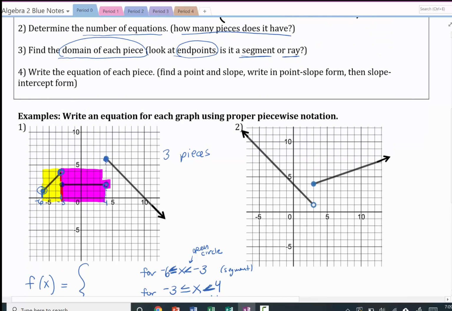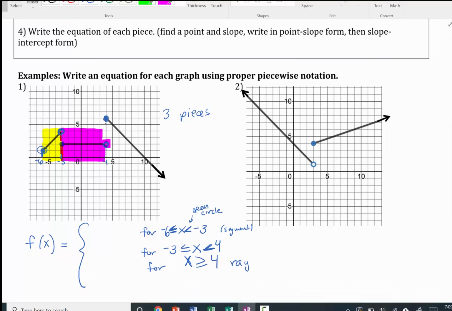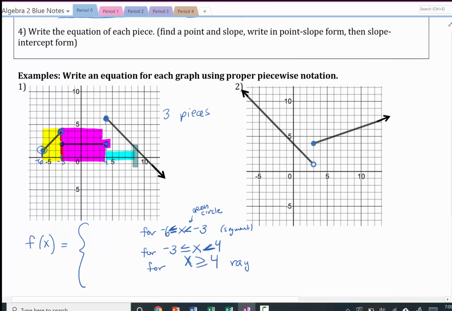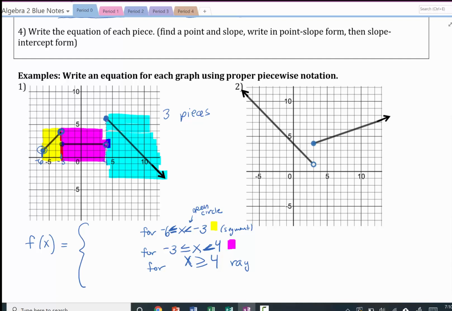Okay, so we have completed step 3, which was finding the domains of each part. Let me finish with my color coding. Okay, so I'm just color coding the domains here so you can kind of keep track of which is which. So this was the yellow, this one is the pink, and that one is the blue. Okay, so now these parts over here are the equations that would describe those lines. Okay, so that's step 4.